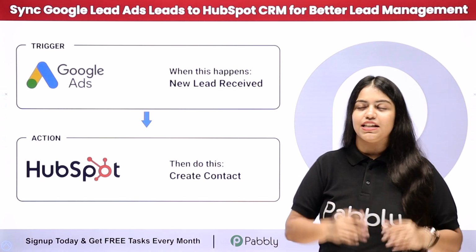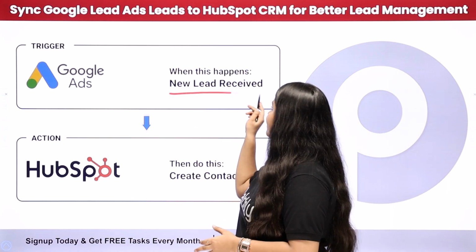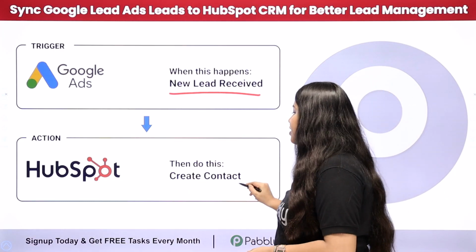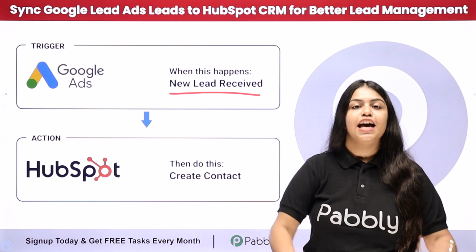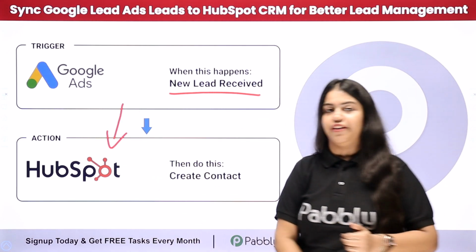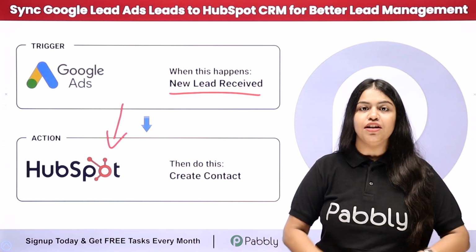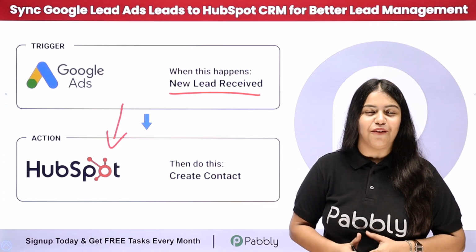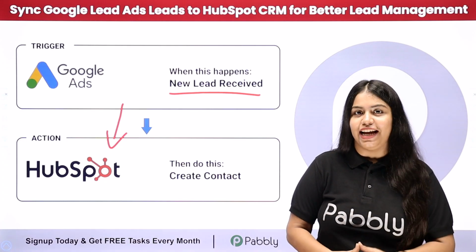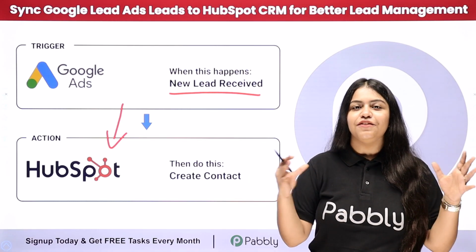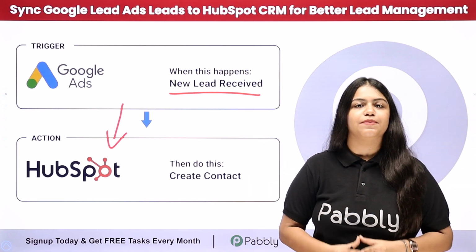And now what I want is that as soon as we receive a new lead from Google Ads, I want to create a new contact in my HubSpot CRM using these same details. So to do this, we are going to create a connection between Google Ads and HubSpot CRM. And we are going to create this connection without knowing any programming or coding language using an amazing automation software which is Pabbly Connect. So if you also want to create this amazing automation for your own business, then for that you have to come with me towards my screen.